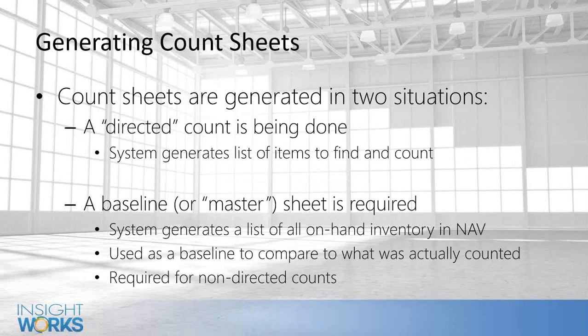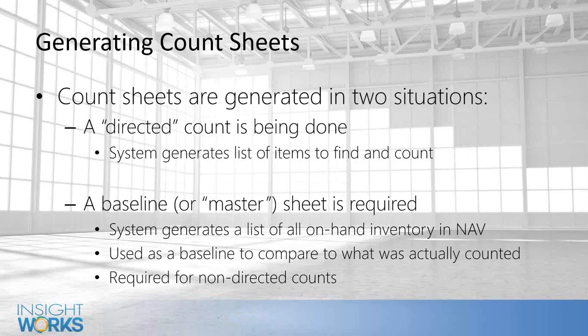So generating count sheets, you do for two reasons. One, you're doing that directed count where you go in and you set filters and everything else, and you generate sheets for people to run out and count. The other time is that master sheet I talked about. So the master sheet, or baseline sheet, the purpose of that is to address anything that you may have missed if you're doing either a directed or non-directed count.